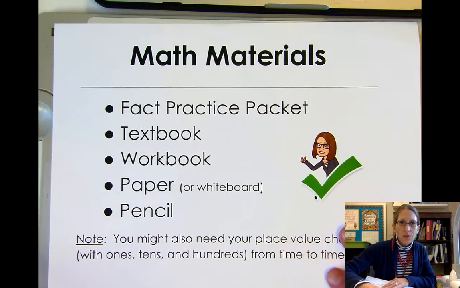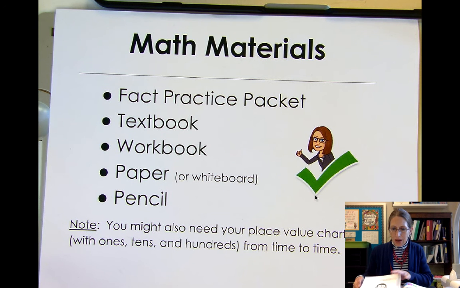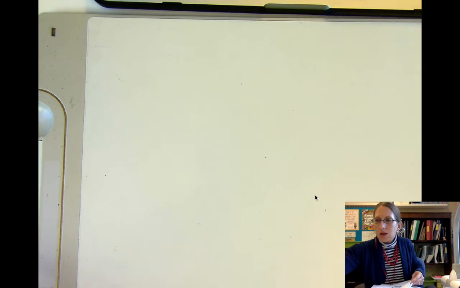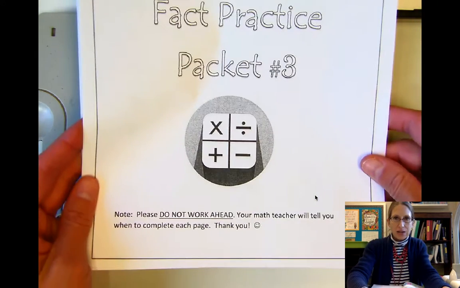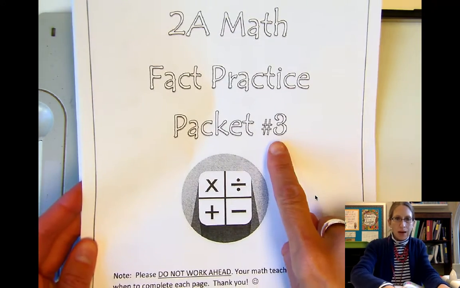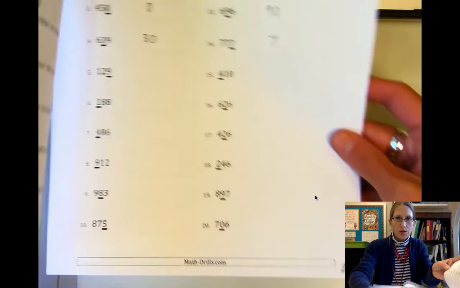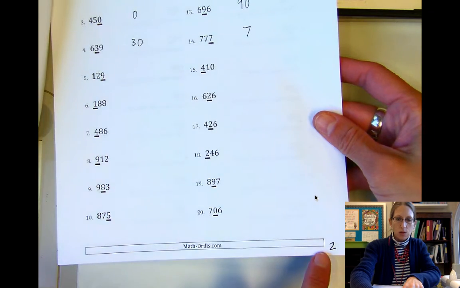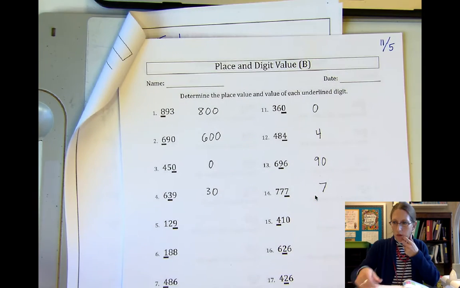So if you do not have some of these things, please pause the video. You can go and get your things and then come right back. All right. So let's see our fact practice packet for today. And again, we're on packet number 3, and we are going to work on page number 2. So down here at the bottom, we're on page number 2. And we're going to do a little bit more practice with place value.